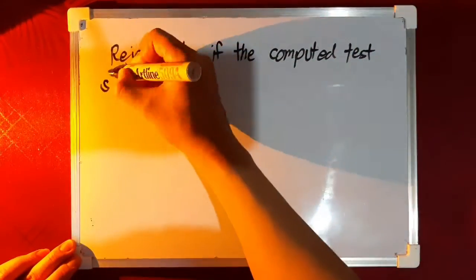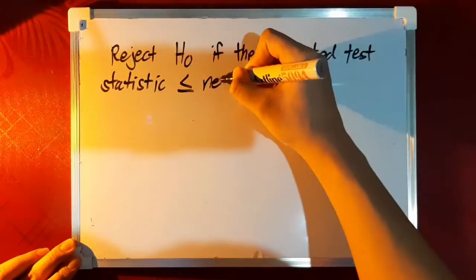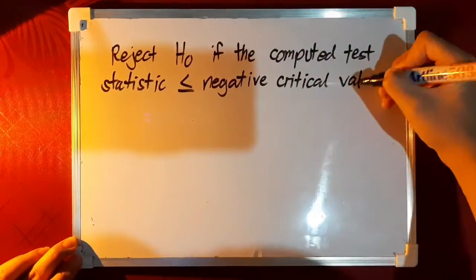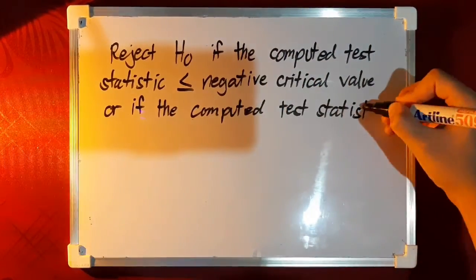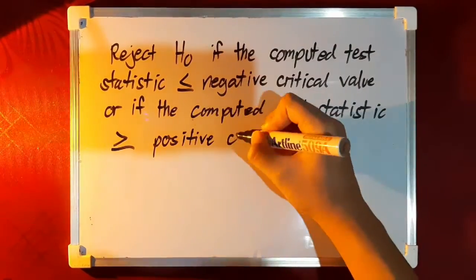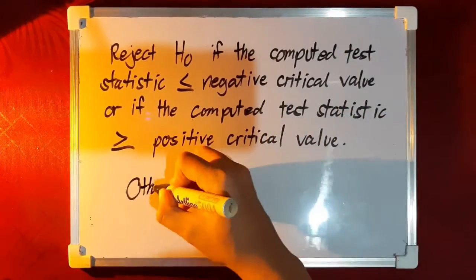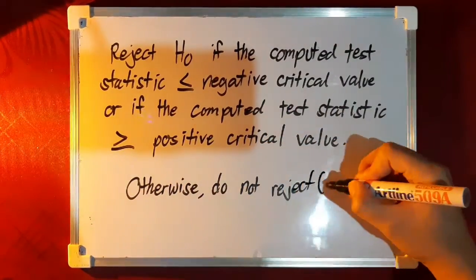For our sixth step, we're going to state the decision rule. Reject the null hypothesis if the computed test statistic is less than or equal to the negative critical value, or if the computed test statistic is greater than or equal to the positive critical value. Otherwise, do not reject or accept the null hypothesis.